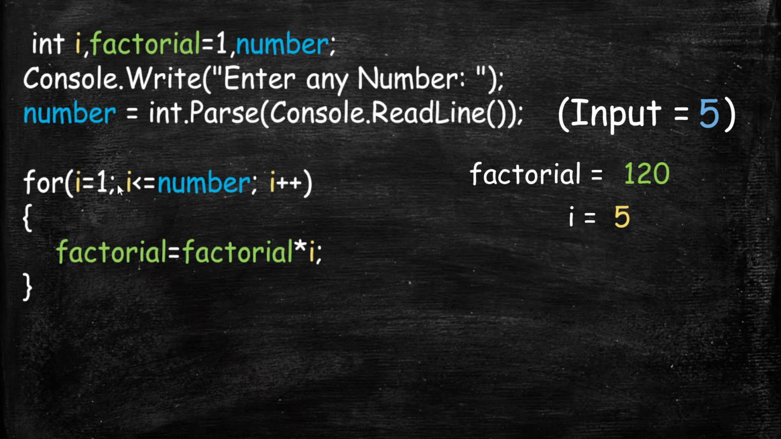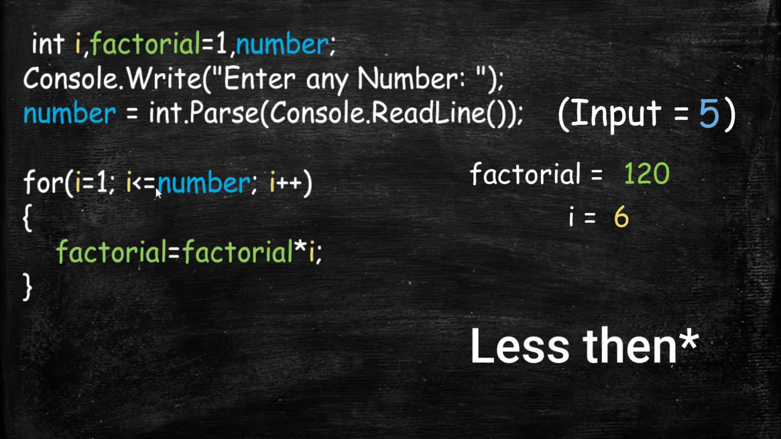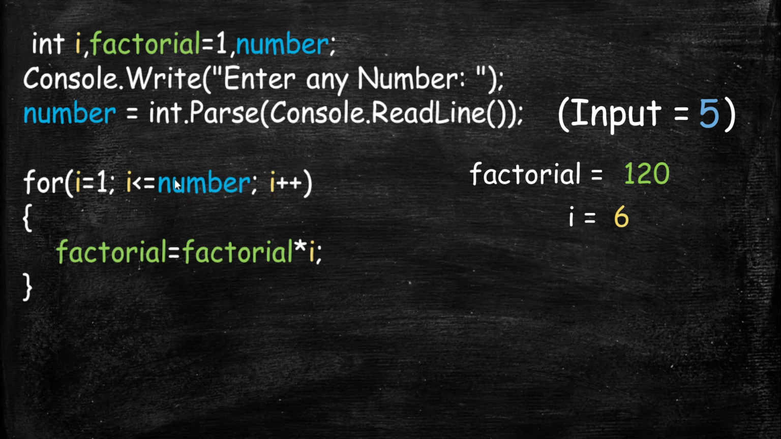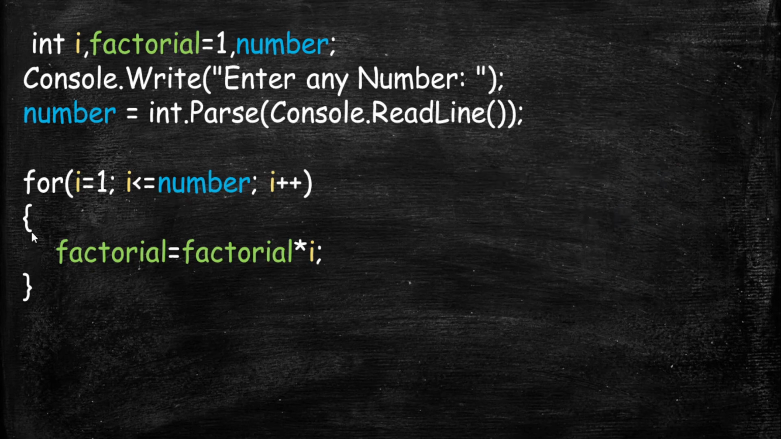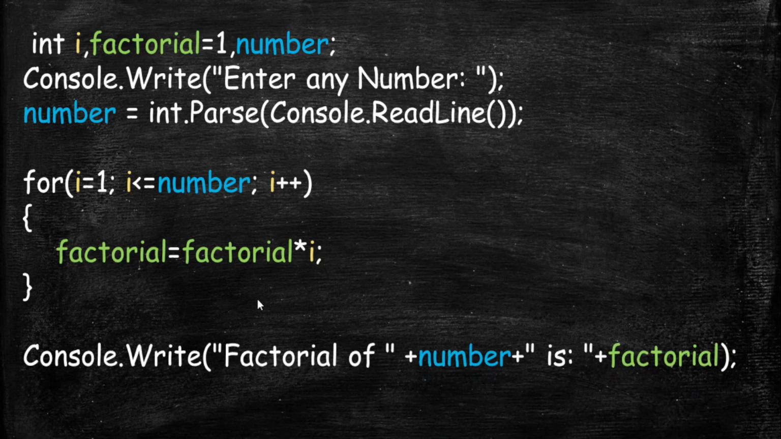Now I will become 6. So now 6 is not less than or equal to our number, which was 5. So this for condition becomes false, so our loop will stop working. Then we are just printing the answer: factorial of number, which is 5, is 120.